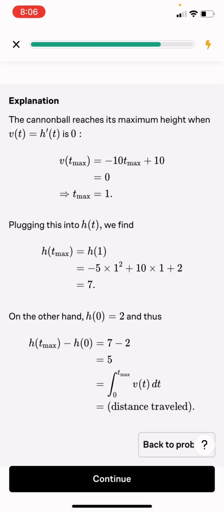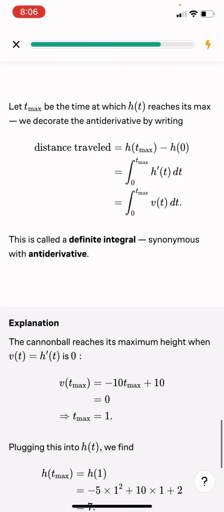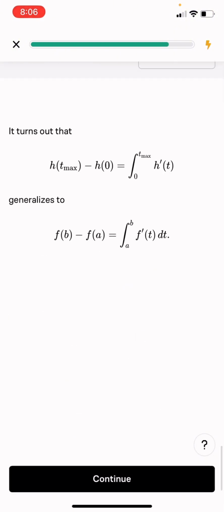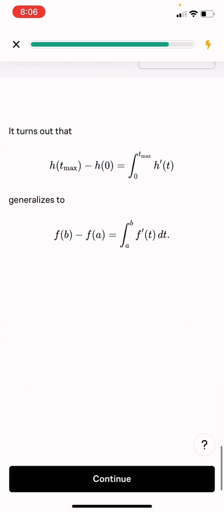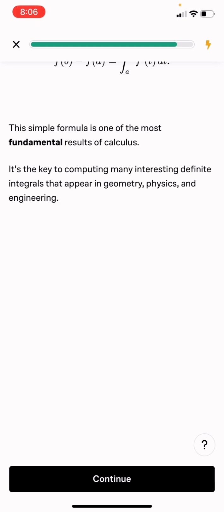This is sincerely confusing. And, oh yeah, the starting point. That's why. The maximum and the starting point. Okay, now I understand. It turns out that h(t max) minus h(0) equals the integral from 0 to t max of h prime(t) dt, which generalizes to f(b) minus f(a) equals the integral from a to b of f prime(t) dt. This simple formula is one of the most fundamental results of calculus. It is key to computing many interesting definite integrals that appear in geometry, physics, and engineering.